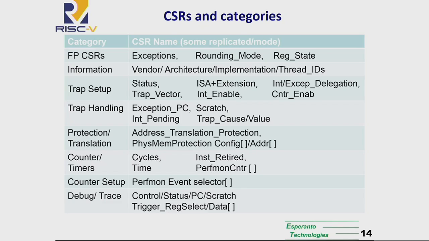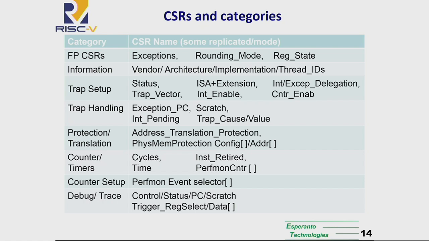So we don't have to belabor this one. This is kind of the entire list of CSRs. The categories, some of them are more than one, like the performance counters, you can see brackets that say there's more than one of those registers. But they go into these categories.